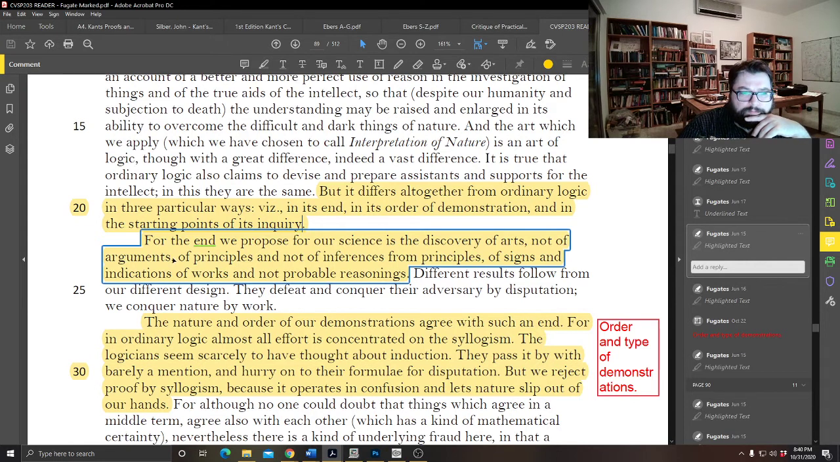So, principles and not inferences from principles. This might not make perfect sense initially when you think about it. What does he mean by principles? He's saying our goal is to discover the first principles. Well, didn't Aristotle aim to find the first principles? Doesn't Descartes aim, and he actually explains how to discover the first principles? How can that be different?